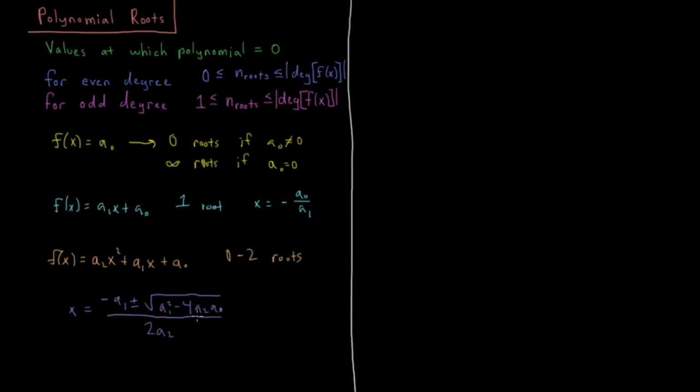So you can see here that we have a minus sign in here. So if 4a2a0 is greater than a1 squared, then this is going to be negative, and this is going to give us an imaginary component. So these roots here could be complex. So how do we deal with this? So we have our real roots for second order.